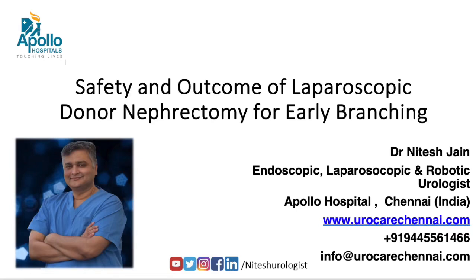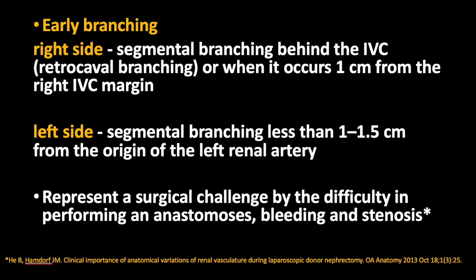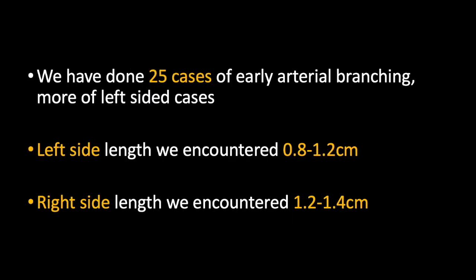Presenting safety and outcome of laparoscopic donor nephrectomy with early branching renal artery. Early branching on the right side is defined as segmental branching behind the IVC or when it occurs within 1 cm from the right IVC margin, and on the left side less than 1 to 1.5 cm from the origin of the left renal artery. We have done 25 cases, more of left side cases.